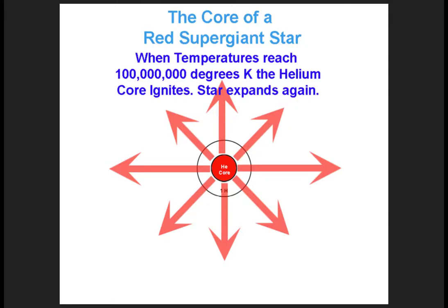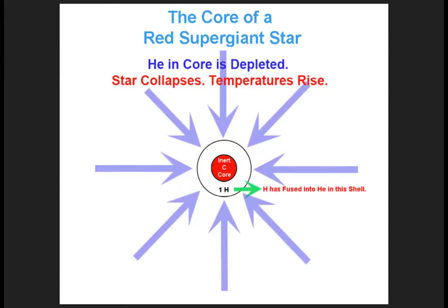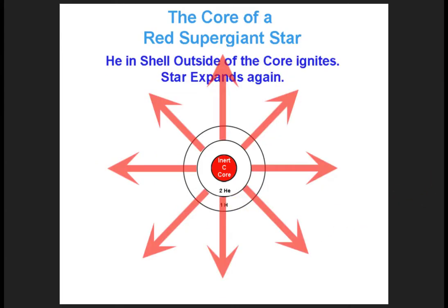The helium core at this point ignites. This is called a helium flash. The star expands again. Next, helium in the core is depleted. Star collapses again. Temperatures rise again. And a shell of helium is going to start burning outside of the core as well now. Once the helium in the shell ignites, the star expands again and is a red supergiant.